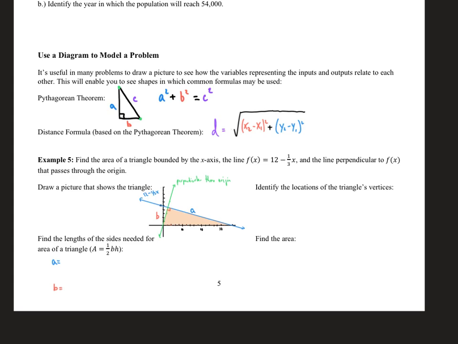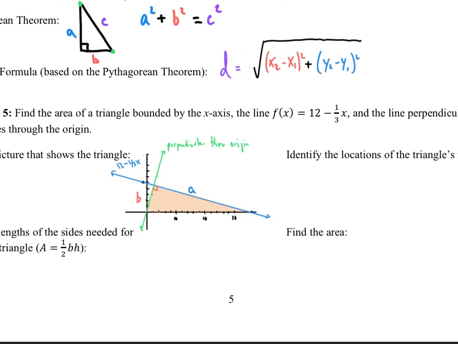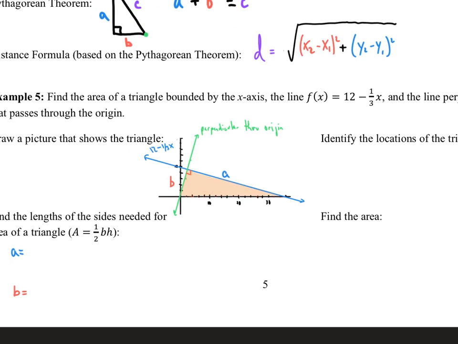So what we want to do is find the area of a triangle bounded by this line f of x equals 12 minus 1/3 x. And so what I've done here, I've gone ahead and drawn that. The y-intercept here is 12. Oh, I didn't do a great job of drawing that, did I? Should have been crossing up there. Oh well. So I should have been crossing here.